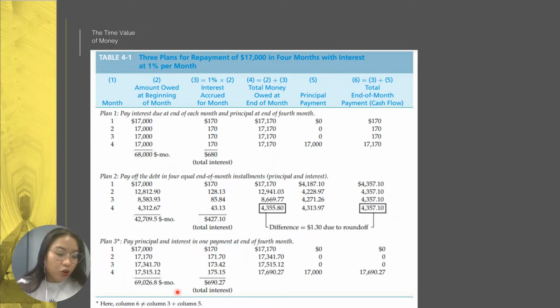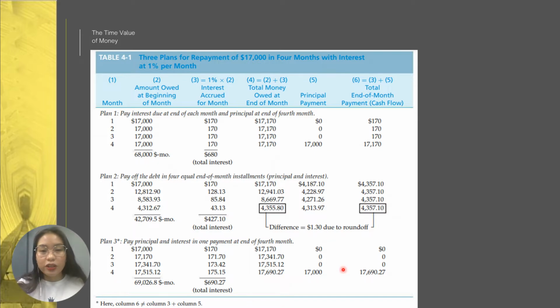If we compare and check the dollar-months of borrowing, it is very large, 69,000. This is because nothing was paid in the first 3 months on the principal and accumulated interest. Everything was paid only in the 4th month. So, if we check the ratio again of total interest paid to the dollar-months, this is 690 divided by 69K, and you get 0.01.